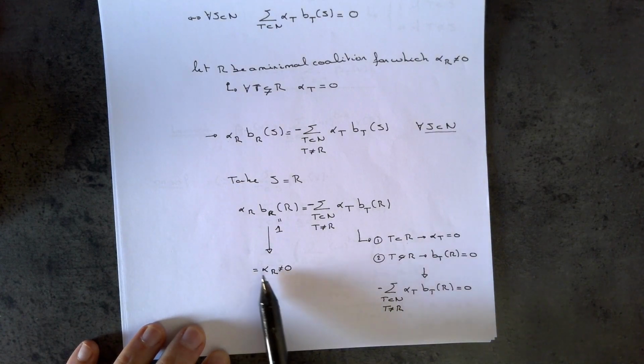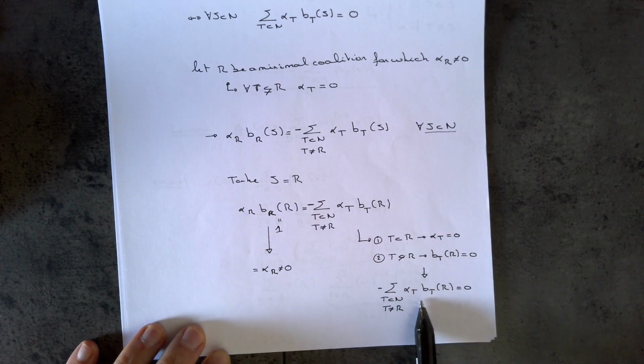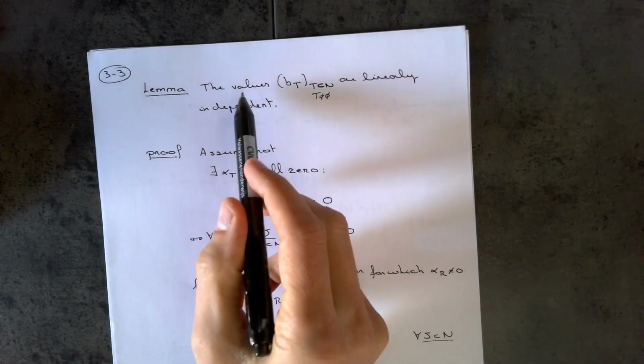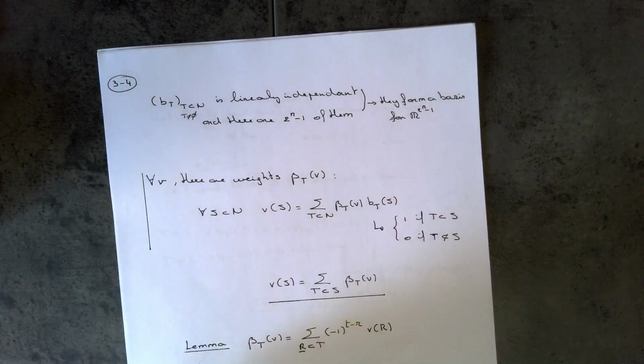So in the end, what do we get? We get that alpha_R, which is something different from 0, has to be equal to something that's equal to 0. So this gives our desired contradiction. In other words, the vectors or value functions B_T are indeed linearly independent.